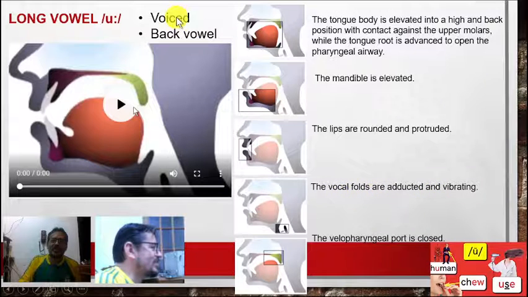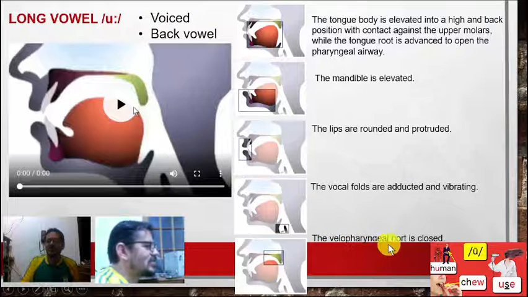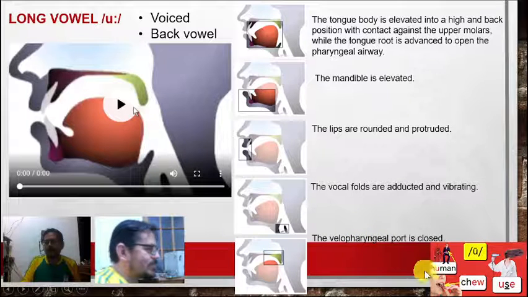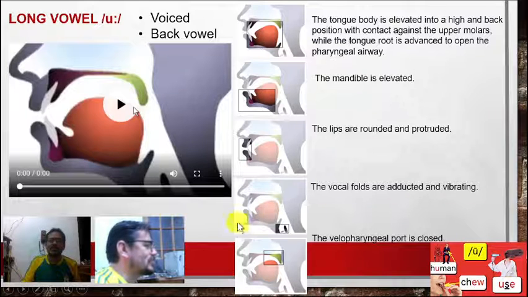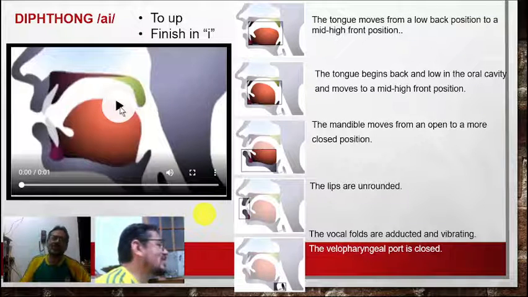The vocal folds are adducted and vibrating. That's because it's voiced. The velopharyngeal port is closed. Examples are human, chew, and use.